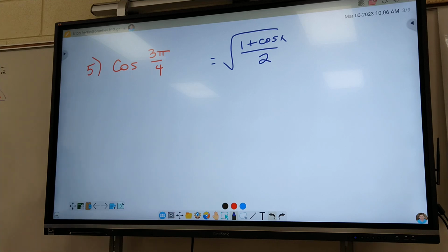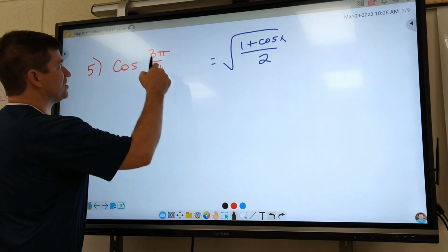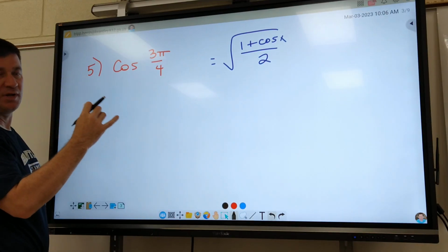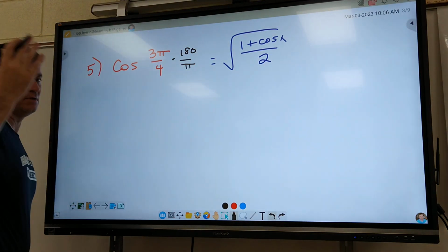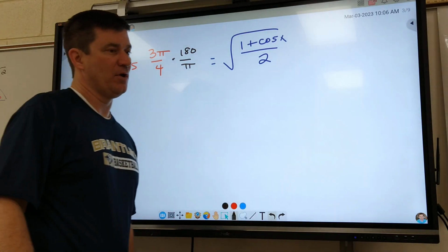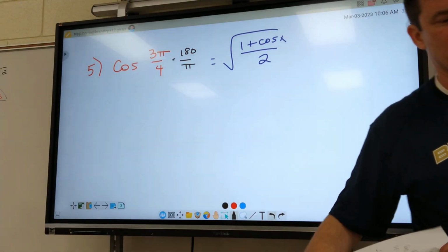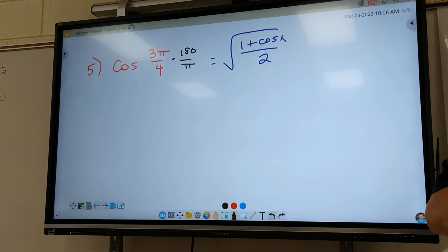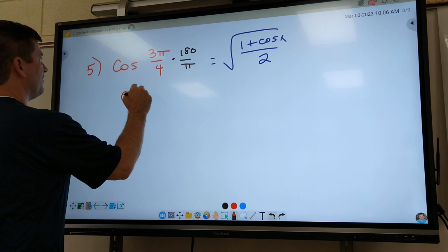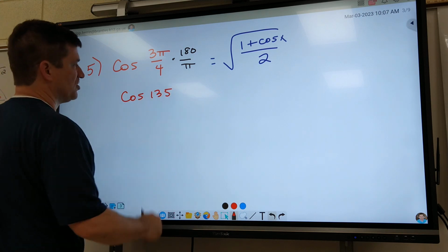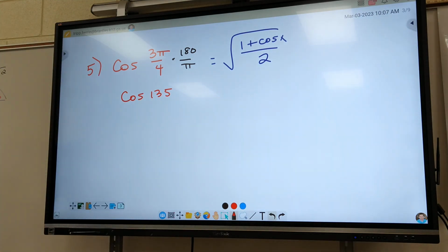All right, so first thing we got to do, guys, we're going to change this and make it a regular degree number. So we're going to go back and times by 180 over pi just like we've done before. So on your calculator, 3 pi over 4 times 180 over pi gives you 135. Check that. Make sure you get 135. We still good? All right, now let's listen closely.